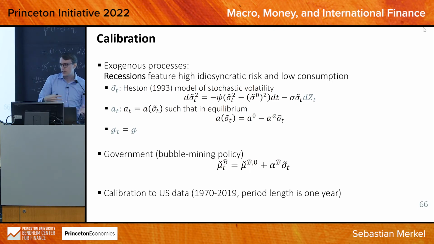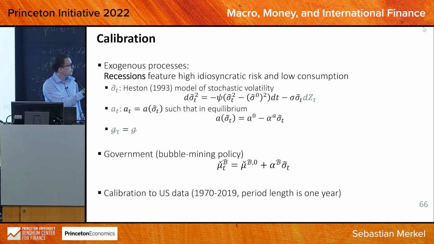Then what we are doing, Markus always said in a recession, idiosyncratic risk goes up, and in a recession, output also goes down. We want also consumption to go down. So we are simply imposing this. We don't have a big micro foundation in this model. We are simply imposing that the capital productivity is a function. We don't want to add an extra state variable, so we just have this one state variable.